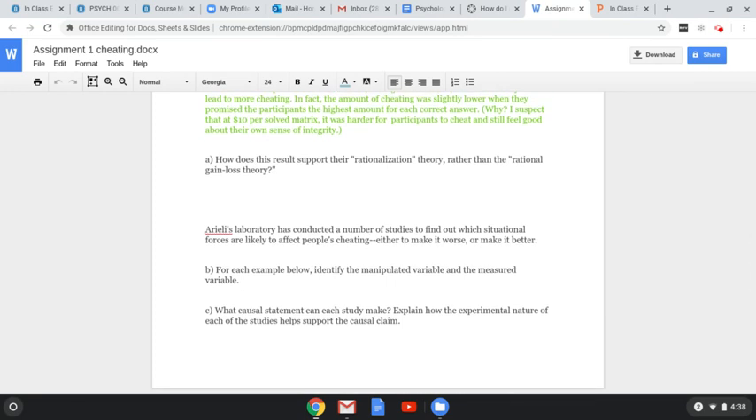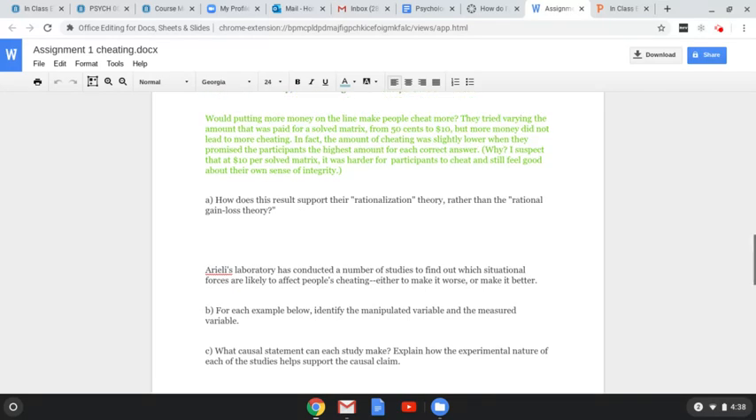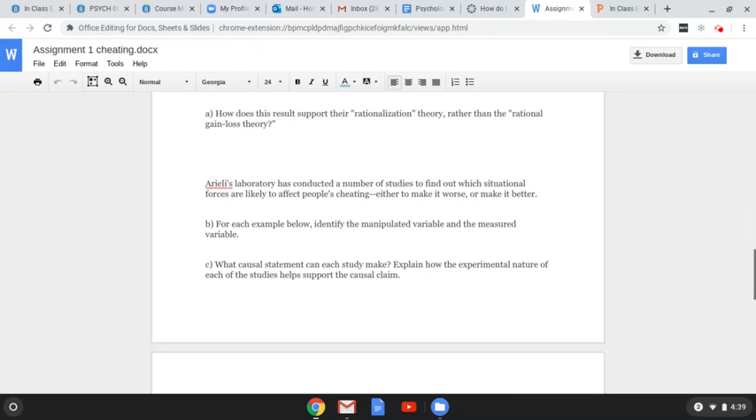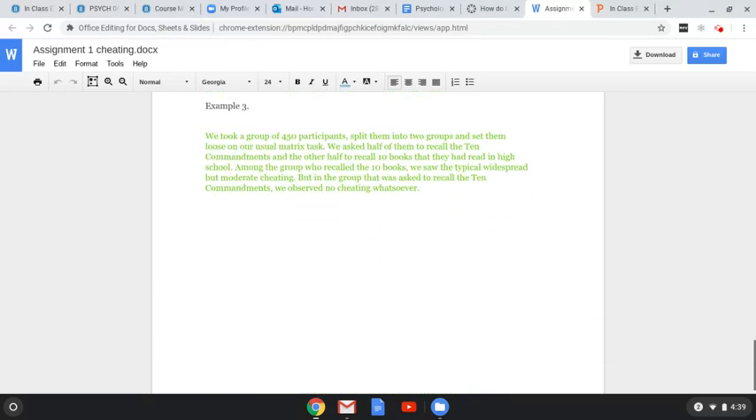C says what causal statement can each study make? So what kind of conclusion can we make if this is based on rationalization theory? So for this one, what we see is varying the amount of money. The more money that was given for each solved matrix, the less that they cheated, or more money did not mean more cheating, which supports rationalization theory, right? That's our causal statement. So here's example 1, 2, and 3.